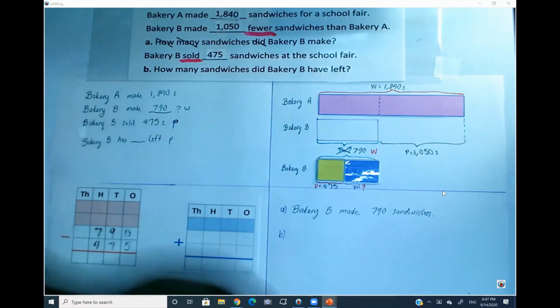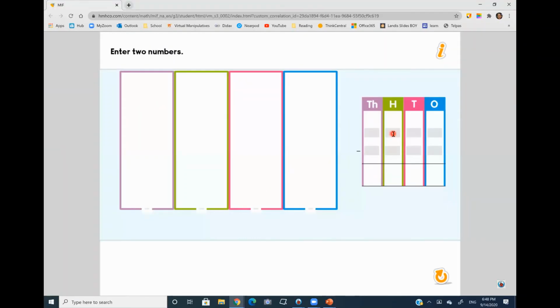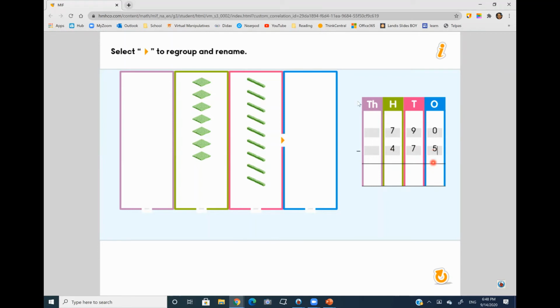Now let's do this one using our manipulatives. Now remember, Bakery B made 790 sandwiches. And out of those, they're going to sell 475. Now we're going to start. Remember, we always start in the ones. If you notice, we have no ones, but we need to take 5 ones away. So because we cannot, we're going to regroup 1 ten. We're going to break it into ones.